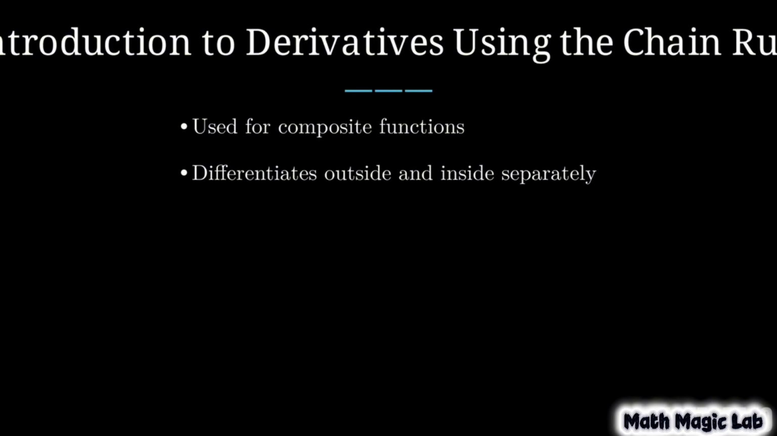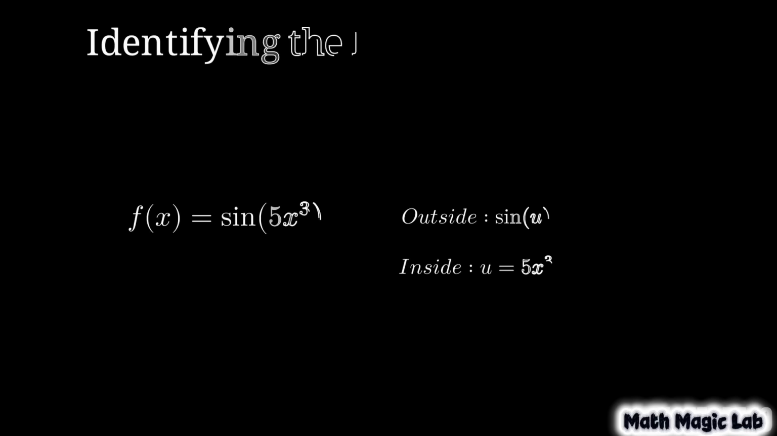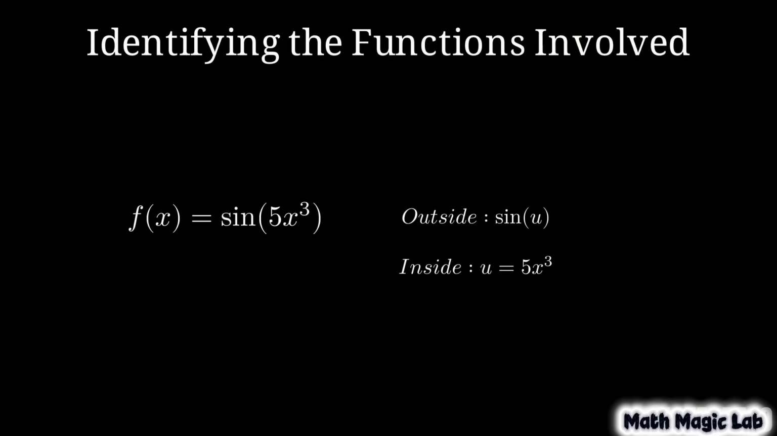Let's identify our layers. Now we identify our layers for the trigonometric function. Our outside layer is the sine function, and our inside layer is 5x cubed. By setting u equal to 5x cubed, we can rewrite the whole problem as y equals sine of u. This simple switch makes the calculus much easier to handle.